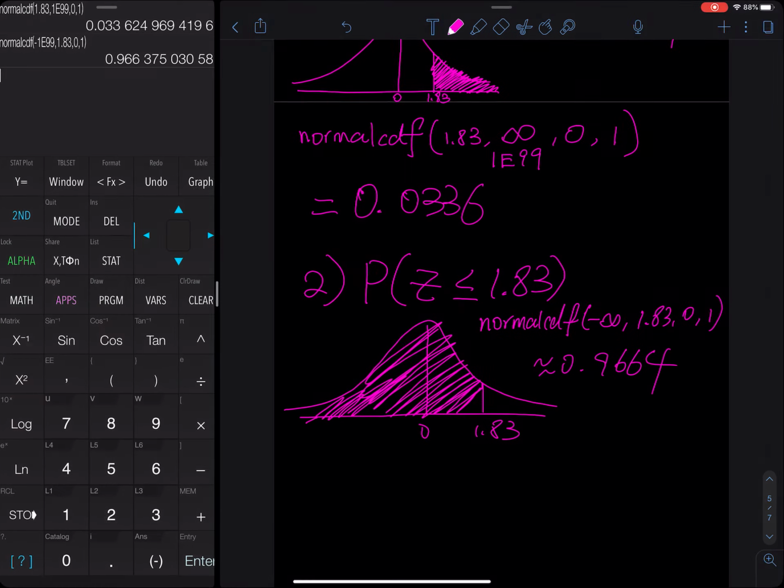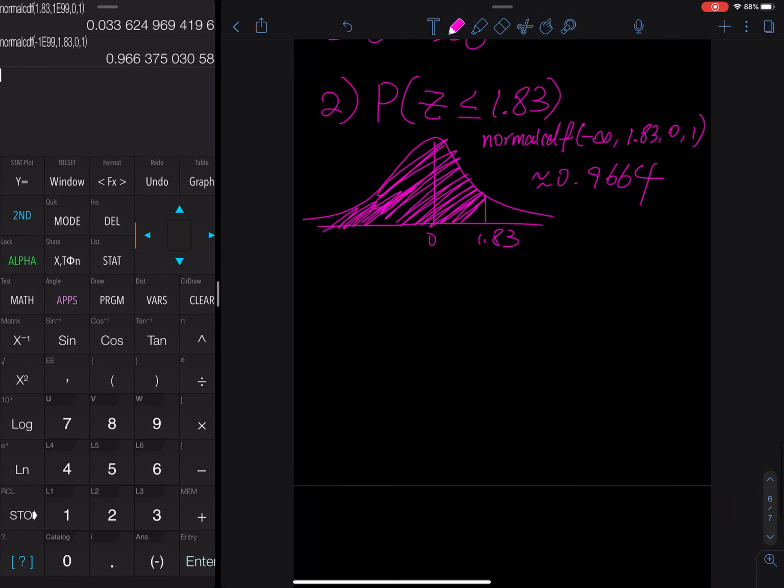So let's do more. The next one, number 3, I would like to do a probability that z is less than or equal to -0.61. Draw a graph.